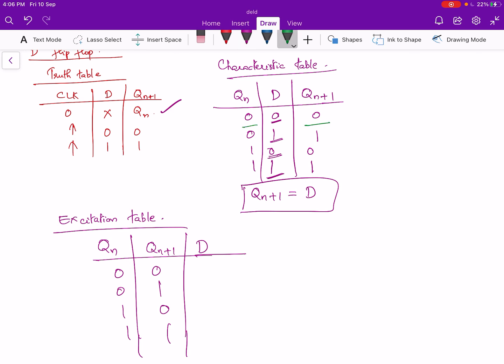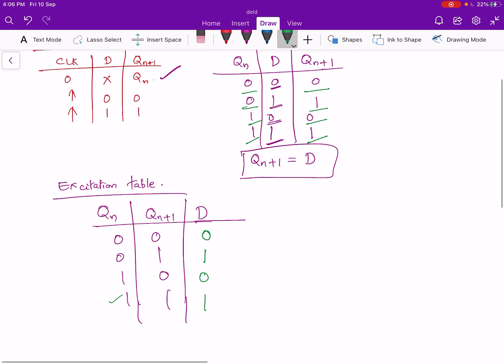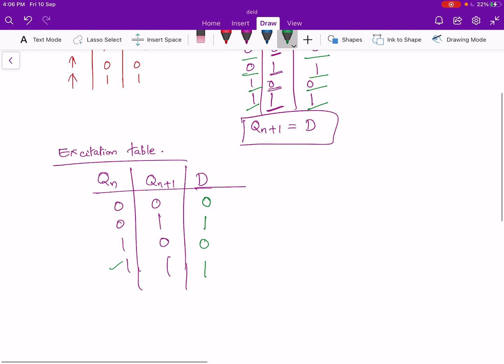So from the characteristic table we can see that when Qn is 0 and Qn plus 1 is 0, D is 0. Next is Qn is 0 and Qn plus 1 is 1, D is 1. Next is Qn is 1 and Qn plus 1 is 0, D is 0. And when Qn is 1 and Qn plus 1 is 1, D is 1. So this is the excitation table corresponding to D flip-flop.